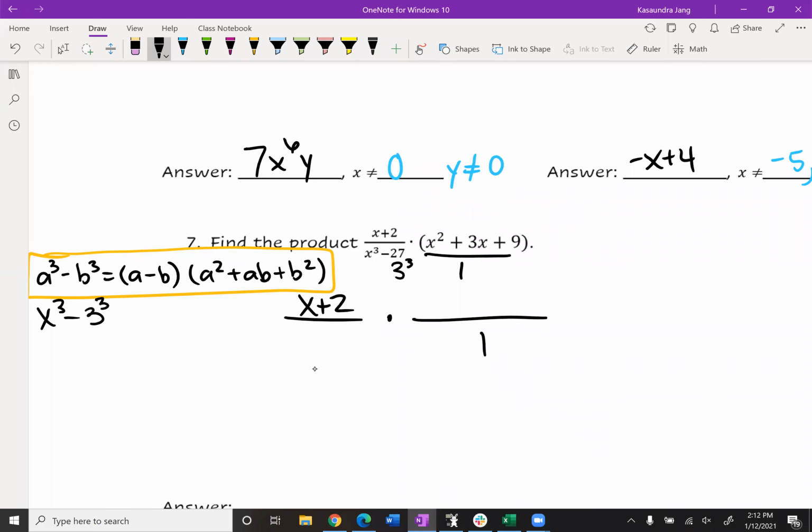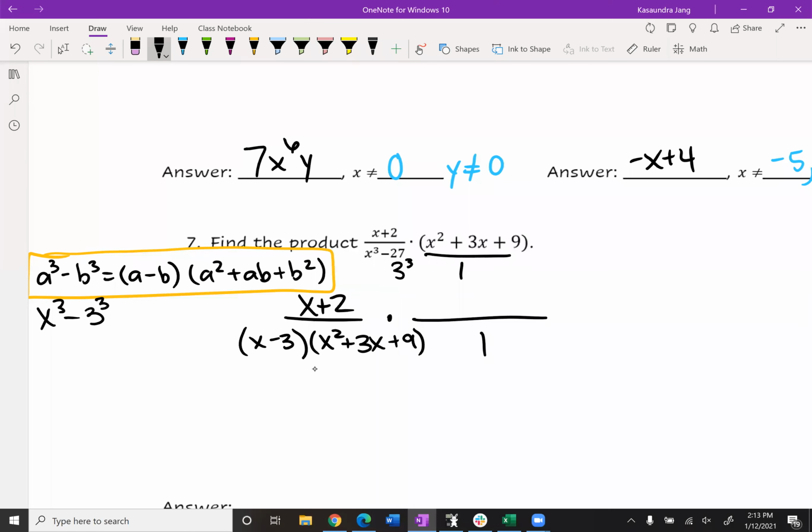So I'm gonna plug in all those a's and b's. We get x minus 3 instead of a minus b. I've got x squared instead of a squared. My a times b is 3 times x. And my b squared is 3 squared, so 9. All right.